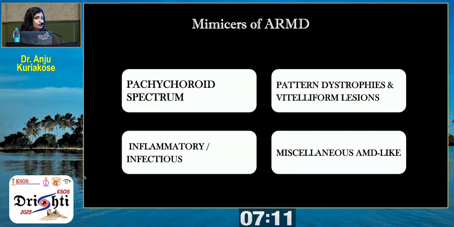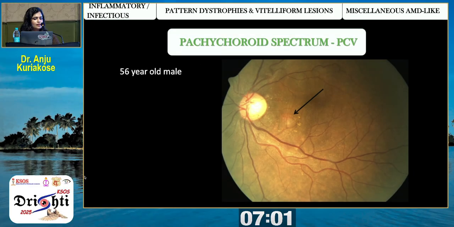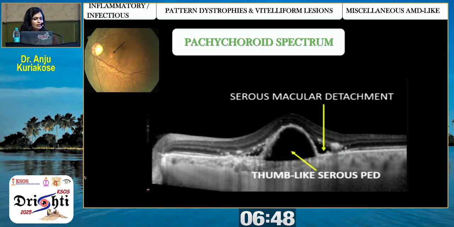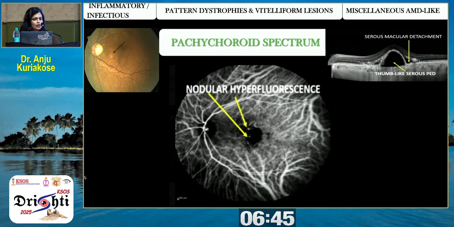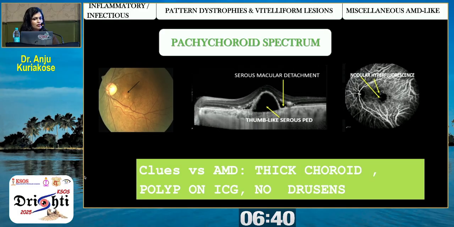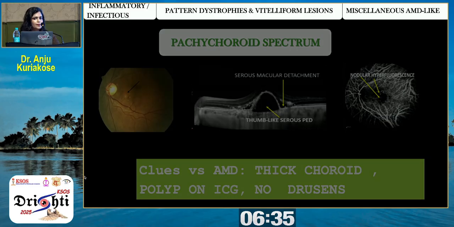In mimickers, we have four categories. First is pachychoroid spectrum. Next is pattern dystrophies, inflammatory, infectious, and miscellaneous. First is pachychoroid spectrum. The first one I'll discuss is PCV, a 56-year-old male with subretinal bleed, orange nodule, OCT showing notched PED, double layer sign, and ICG showing polyps. So, clues against AMD: thick choroid, polyps on ICG, no drusen. So it is PCV.